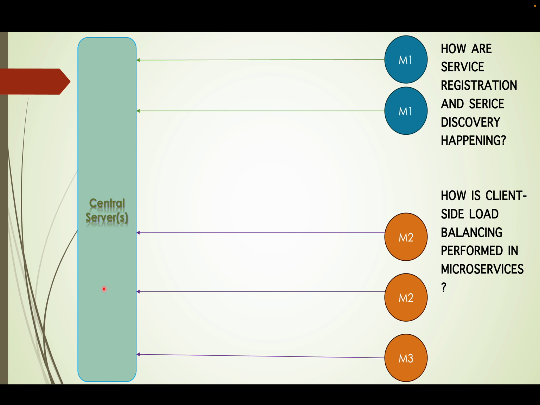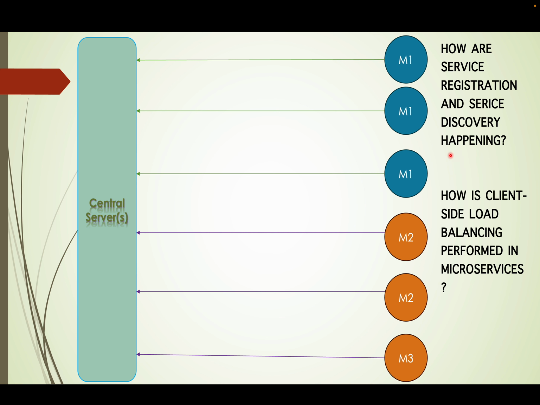If for any reason any of the microservices is down, it will not send the heartbeat. So if the central server doesn't receive a heartbeat for the specified time, the central server will remove the IP of that specific instance from its addresses. Now, what is service discovery?